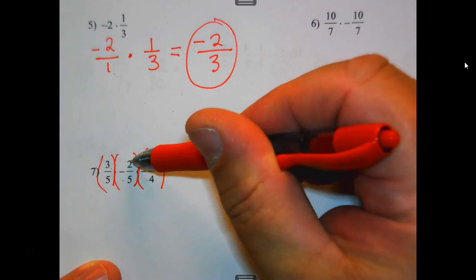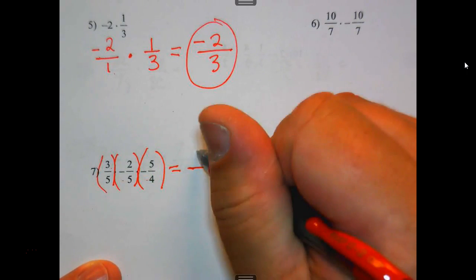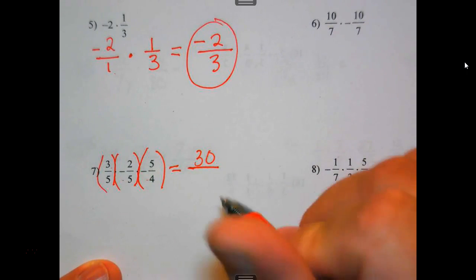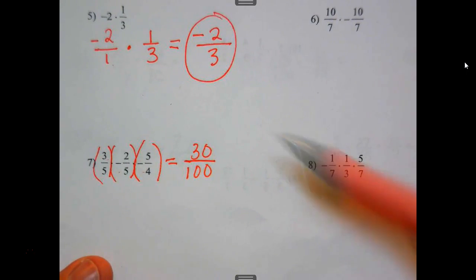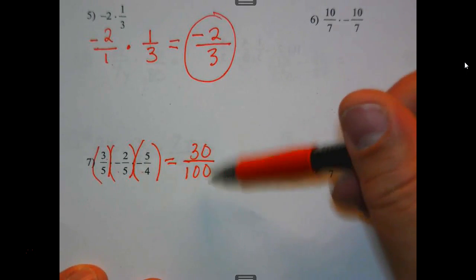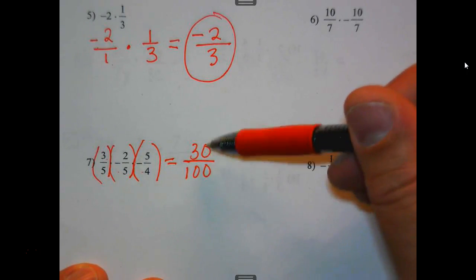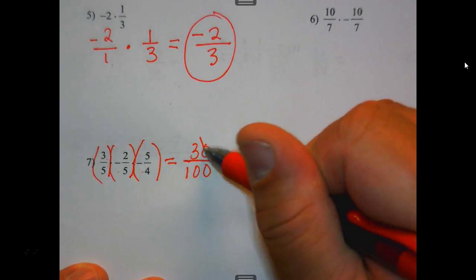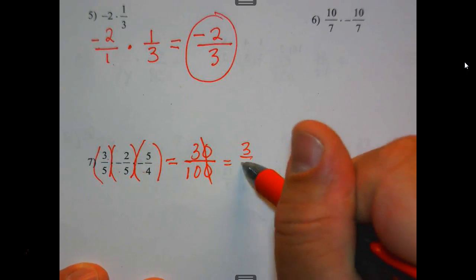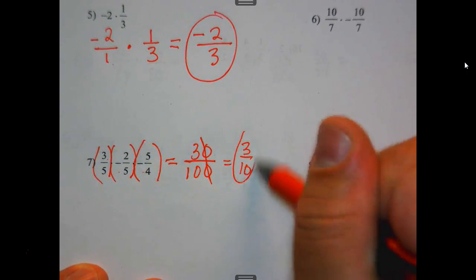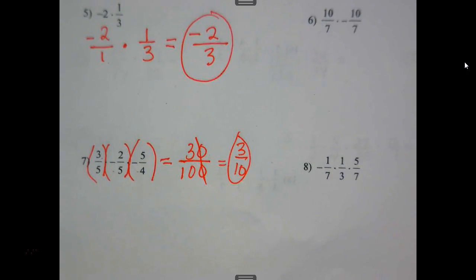3 times 2 is 6 times 5 is 30. Good. 100. Good. Yep. You know what? Since these are both multiples of 10, just cancel out that 0. I get 3/10. Yep, you can just leave it at 3/10.